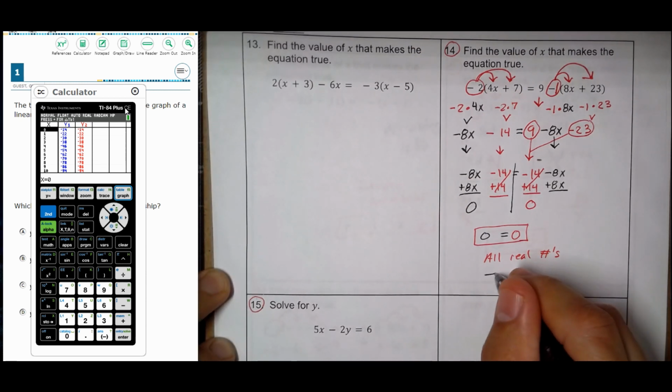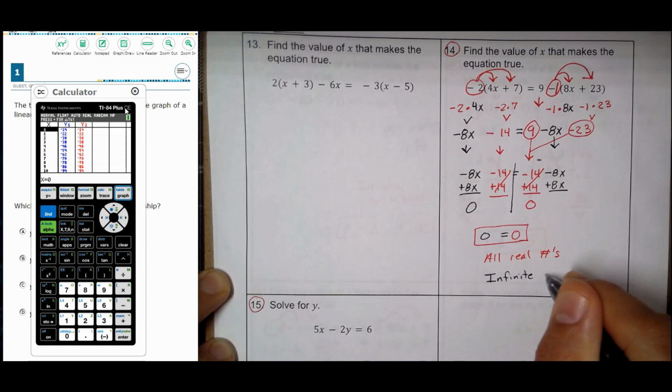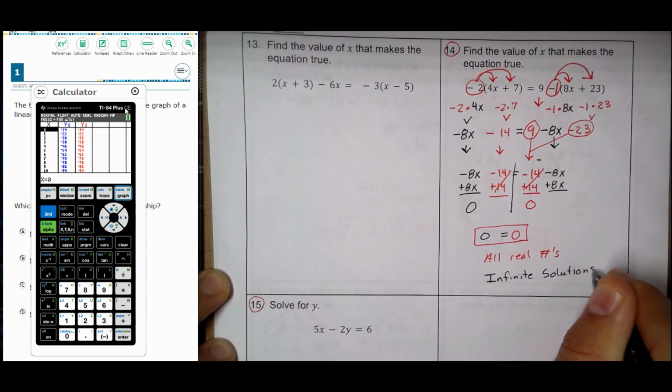Now, if your teacher's asking you in class and they've already introduced you to the term infinite solutions, you could also say that it's infinite solutions. Both terms are synonymous. They're both correct.